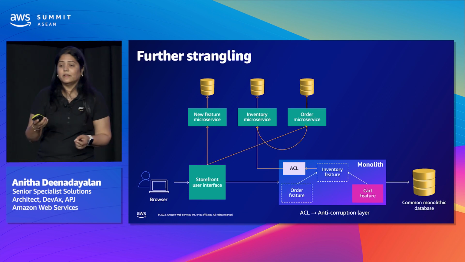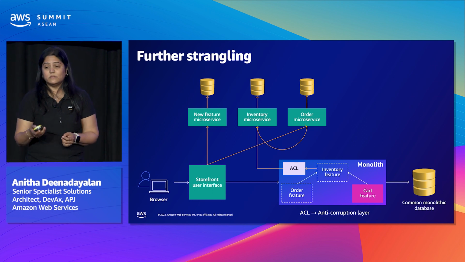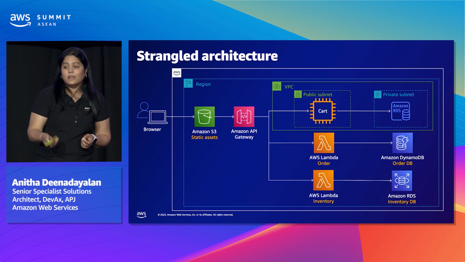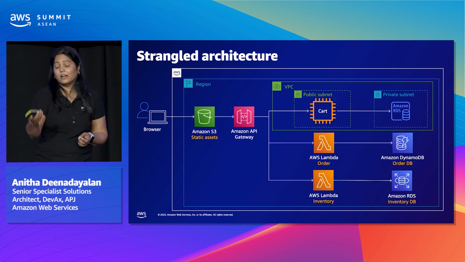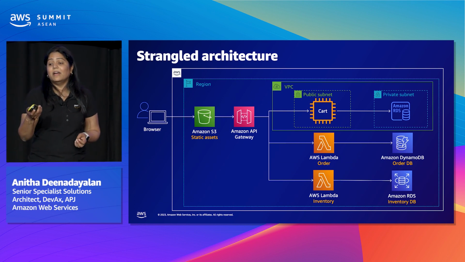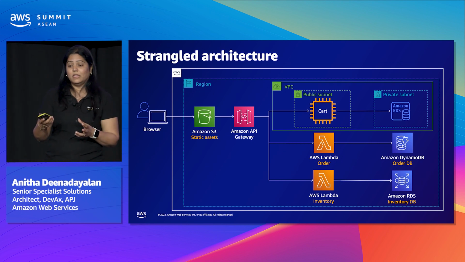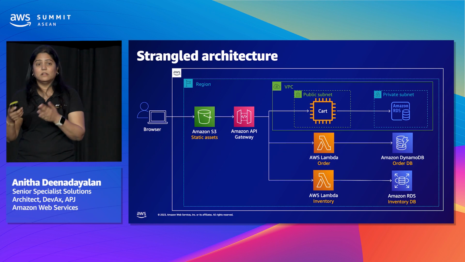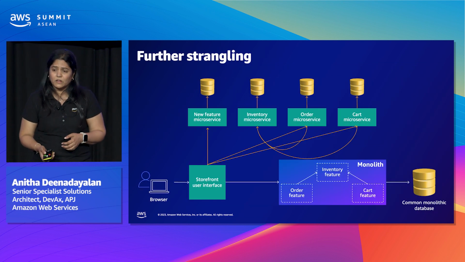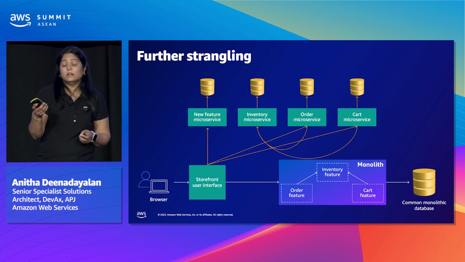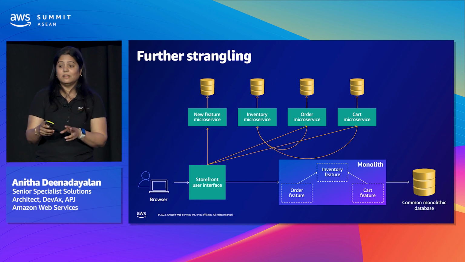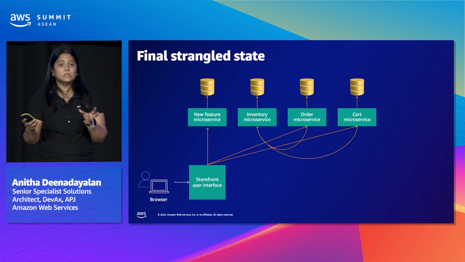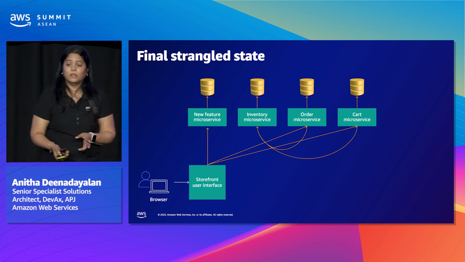So we are further strangling out. We have taken out the order service. Here the ACL, the anti-corruption layer, will still remain. And finally, the architecture is going to look something like this. We have a cart still on the EC2, and we have the Lambda and DynamoDB. And the services have been migrated out. So finally, we are migrating out the cart microservice, and we just have a shell that is remaining there. This particular shell can be decommissioned, and this will be the final strangled state.